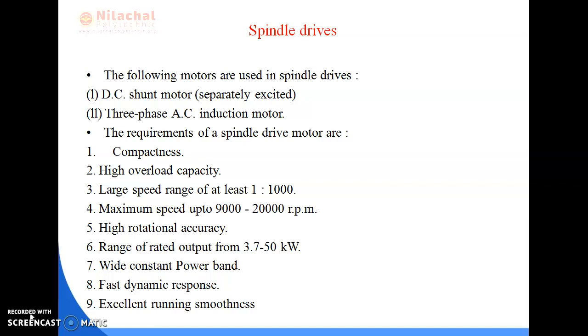high rotational accuracy is required, range of rated output is from 3.7 to 50 kilowatts. Wide constant power band is required. Fast dynamic response is required here, and excellent running smoothness is required.